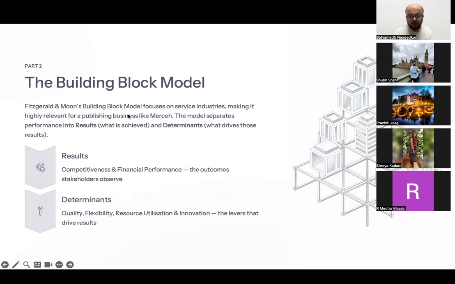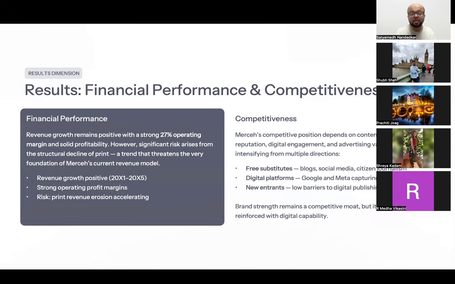The building blocks model is Fitzgerald and Moon's building blocks model. It focuses on determinants and results. Determinants are quality, flexibility, resource utilization, and innovation. These are the buttons or the levers that impact the result. And the result is basically what the organization is achieving.